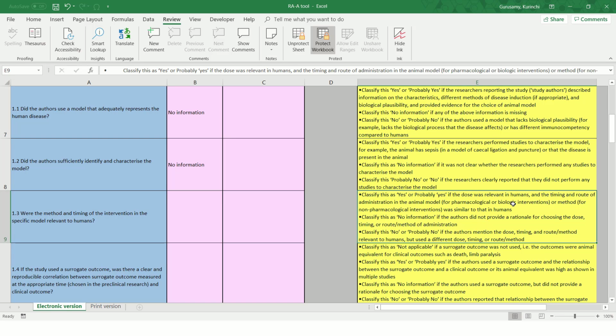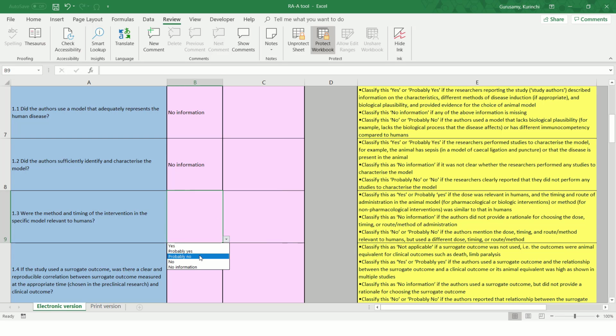If the dose was relevant in humans, we don't know that. No information. If the authors did not provide a rationale for choosing the dose, timing, or route, yes, that's where we are. They don't mention that it's given differently in humans. So I would say no information again. Okay.